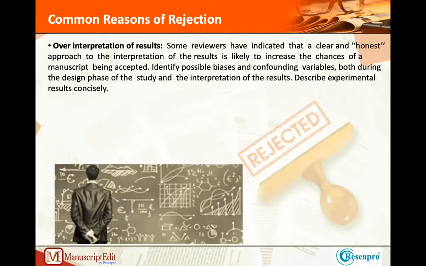Next is over-interpretation of results. Some reviewers have indicated that a clear and honest approach to the interpretation of the results is likely to increase the chances of a manuscript being accepted. So identify possible biases and confounding variables both during the design phase of the study and the interpretation of the results, and describe your experimental results concisely.